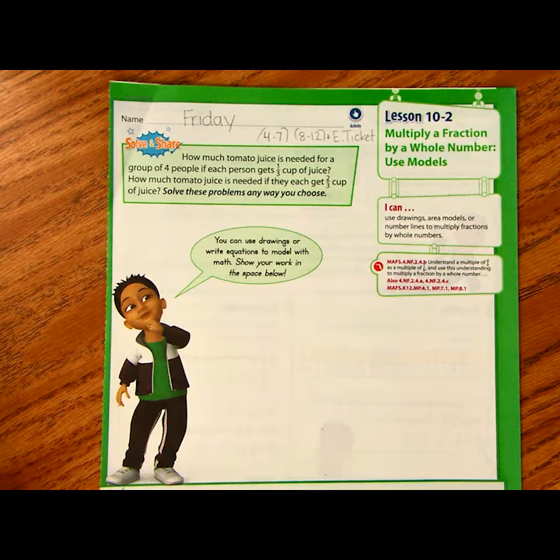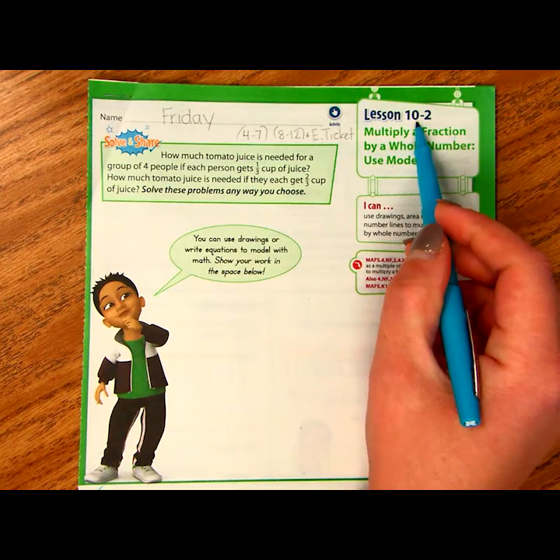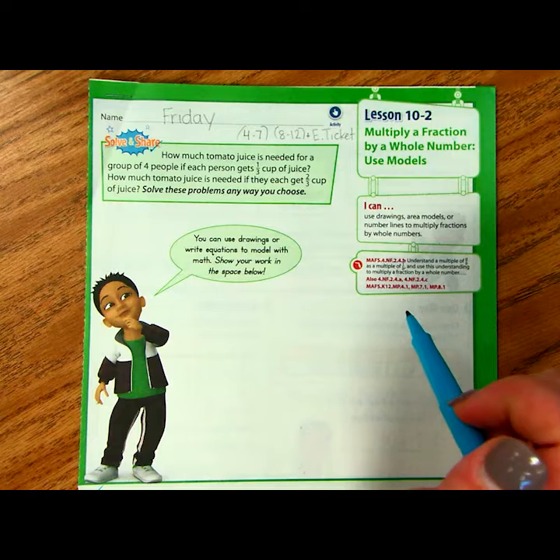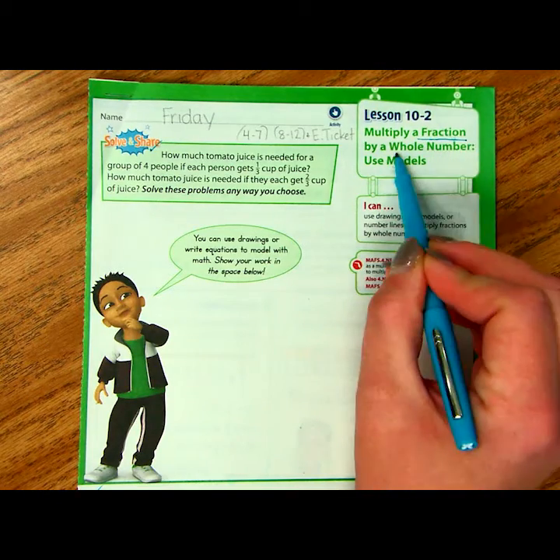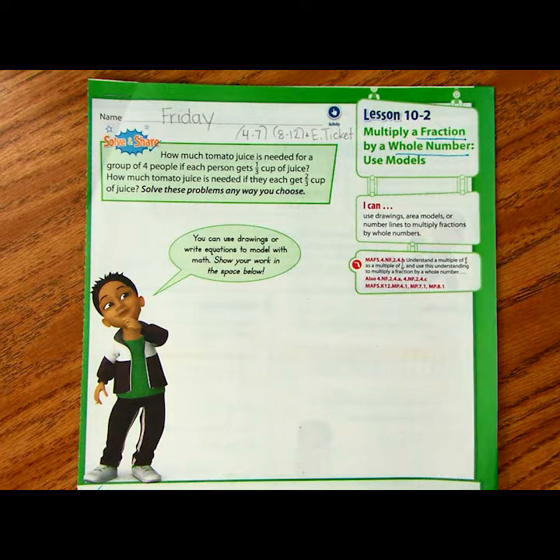Okay, boys and girls, so today is Friday, and we are working on lesson 10-2, where we are multiplying fractions again. This time we are multiplying a fraction by a whole number. So again, multiplying a fraction by a whole number, we are working on pages 389 through 391 today in this video. So if you do not have your Volume 2 math book, please pause the video and go get that now.